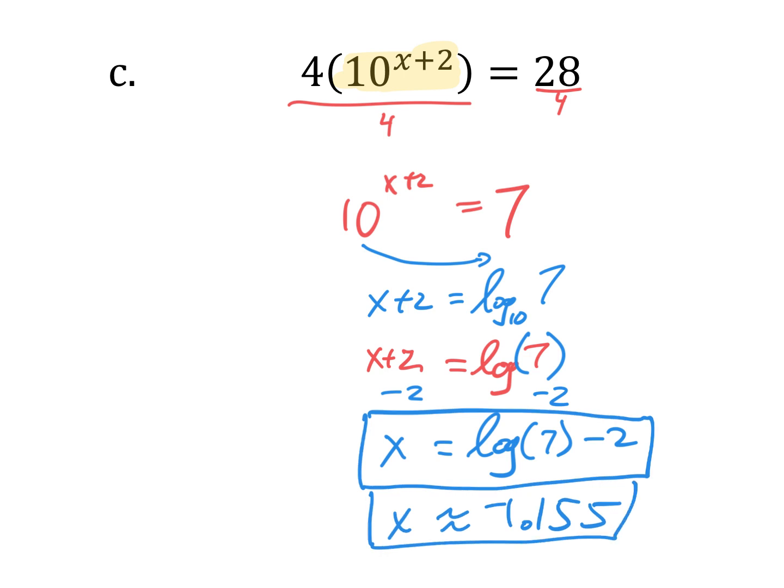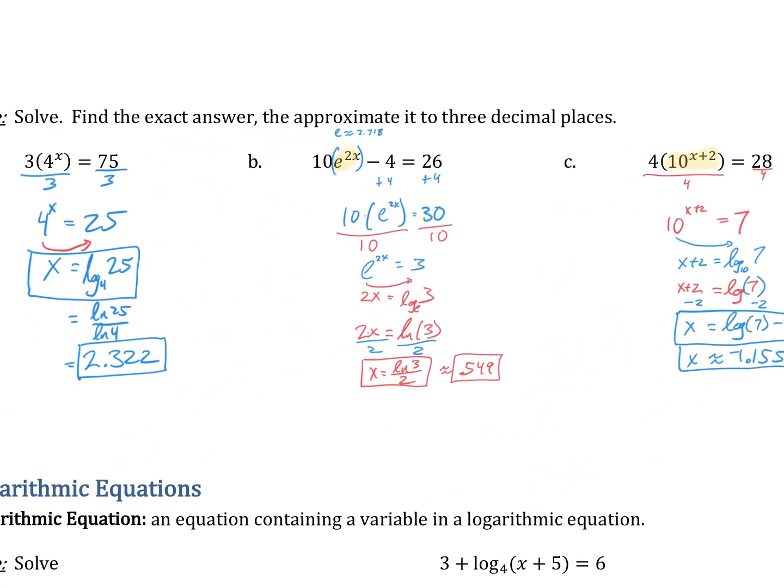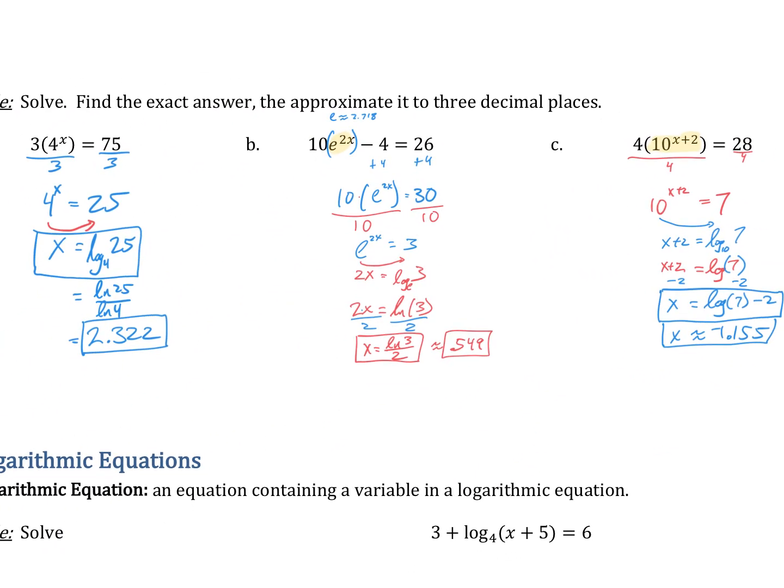All right? There you go. So get that exponential by itself, then change it to a logarithm. If it's not a common log or log base 10, then use a change of base formula to get the decimal. All right? But make sure you get that exponential by itself first. That's very important. All right?